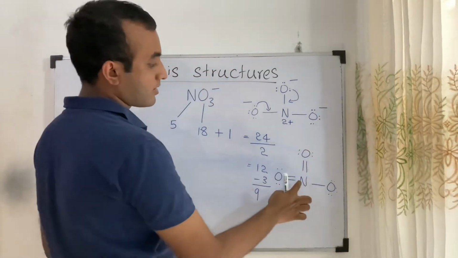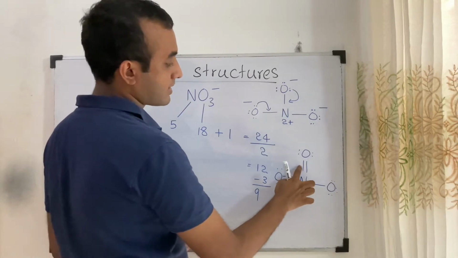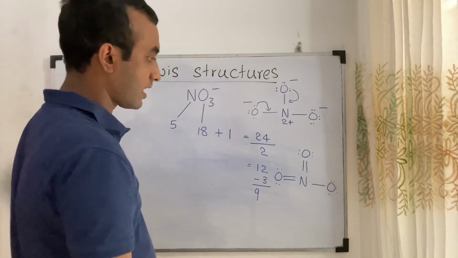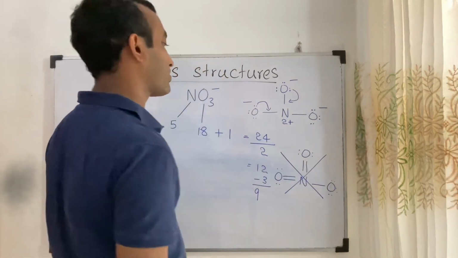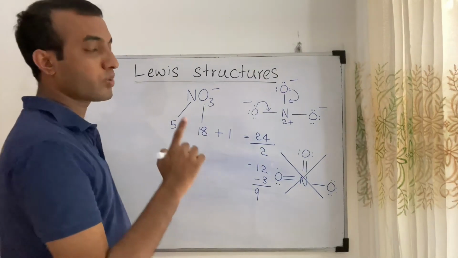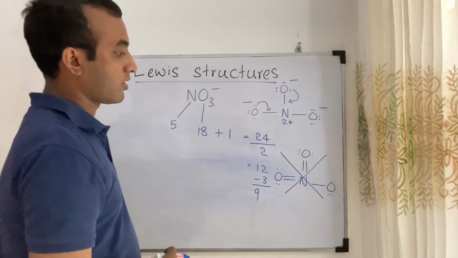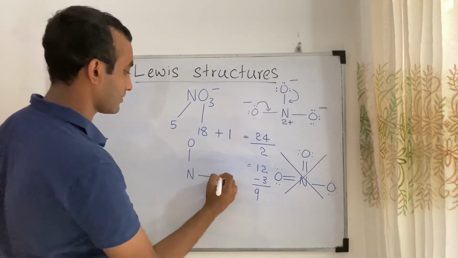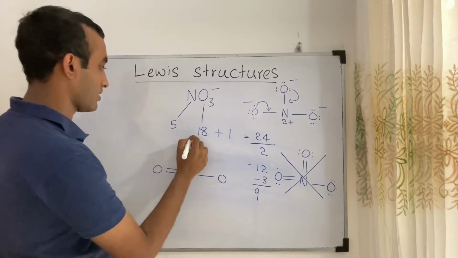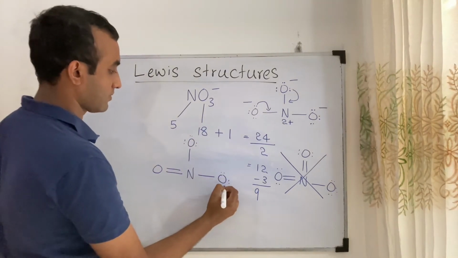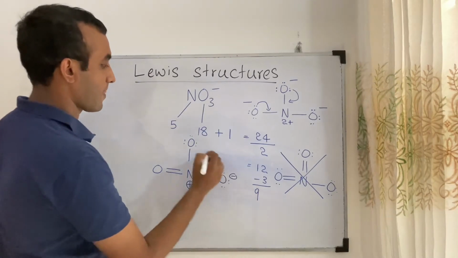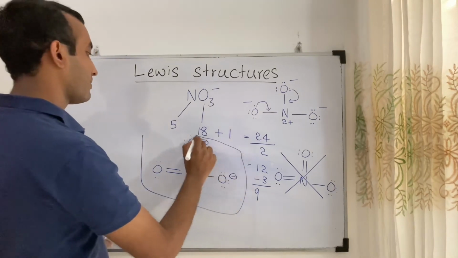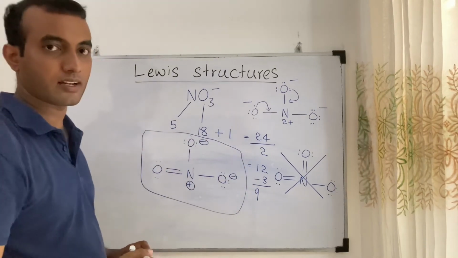so around nitrogen we have 2, 4, 6, 8, 10 electrons. So it is exceeding the octet. Therefore, this is not a correct structure. So make sure not to exceed the octet for second period elements. So then the correct structure would be this. So this is the most acceptable Lewis structure for NO3- ion.